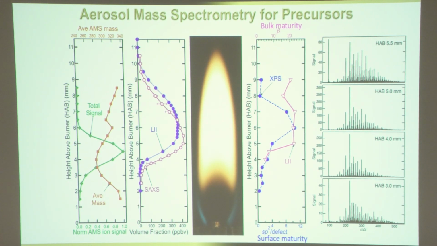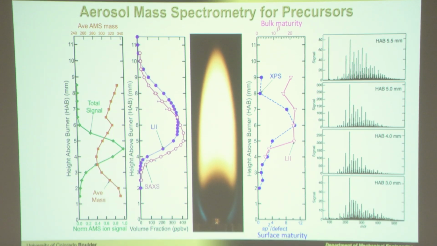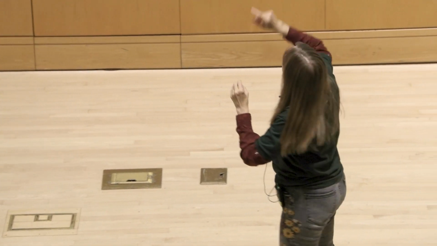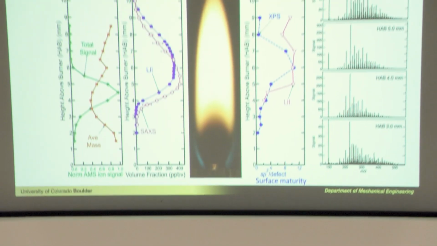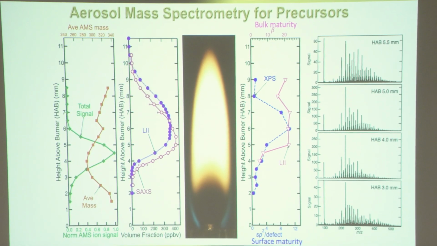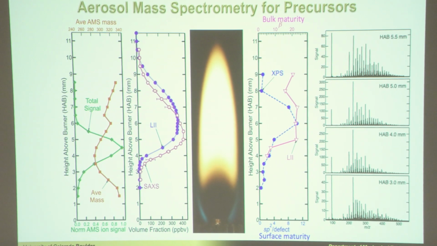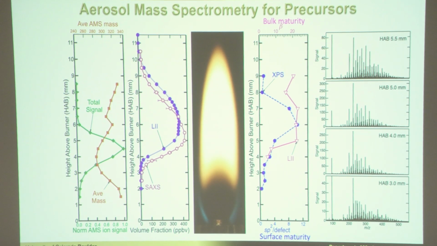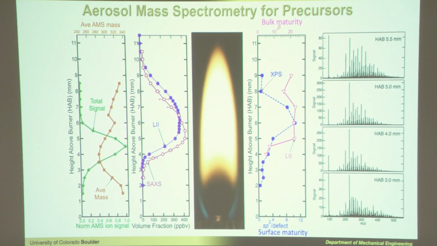And what we see is defects that are higher on the surface of the particle. So basically we did, what is the maturity of the particle? If it has high defects, then the maturity is lower than if it has fewer defects. So we plotted that, our defect ratio. And the maturity of the particles from XPS, it goes up kind of like LII does, but it takes a couple extra millimeters to get to our highest maturity on the surface.